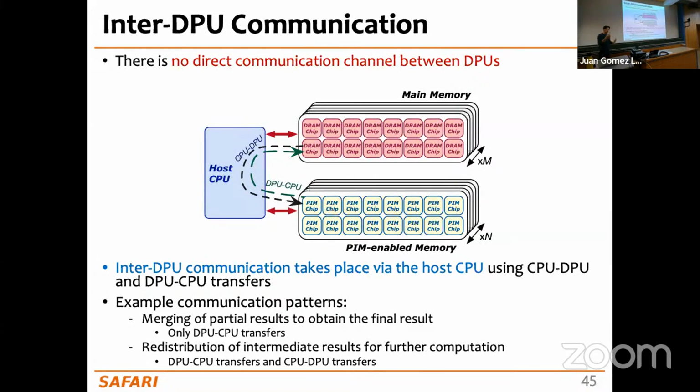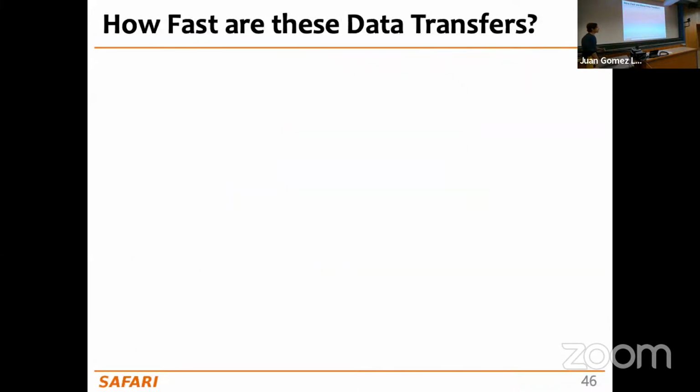In other cases, and I mentioned earlier iterative algorithms like machine learning training, for example, we will have to move intermediate results after each training iteration to the host and then probably redistribute those intermediate results for further computation to the DPUs. So in this case, we will have transfers in both directions, and we can expect more overhead in our programs, right? One question here is how fast are these data transfers?